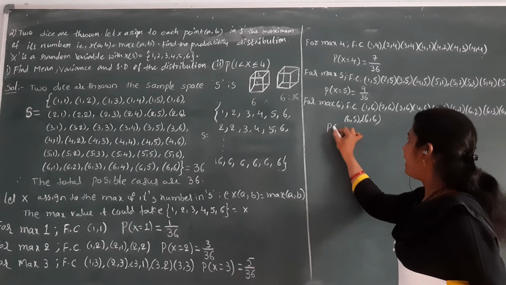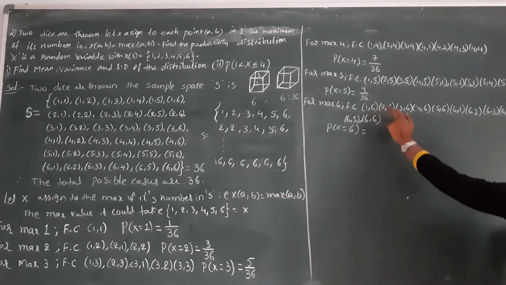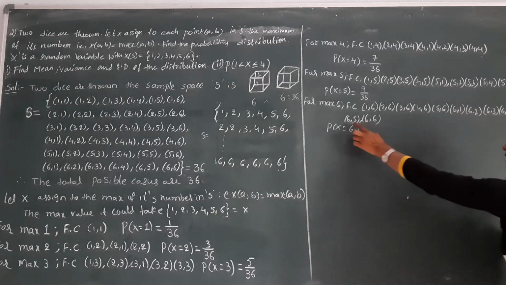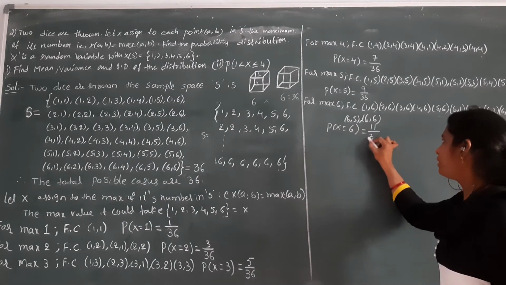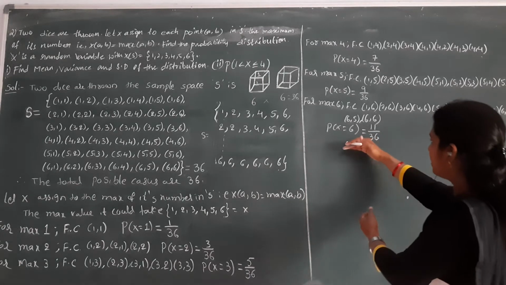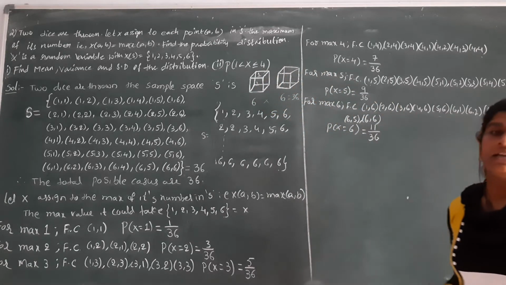Now P of x equals 6. How many favorable cases? 1, 2, 3, 4, 5, 6, 7, 8, 9, 10, 11. Total favorable cases are 11, and total possible cases are 36. Now all the values are completed. Now we can construct the probability distribution table.